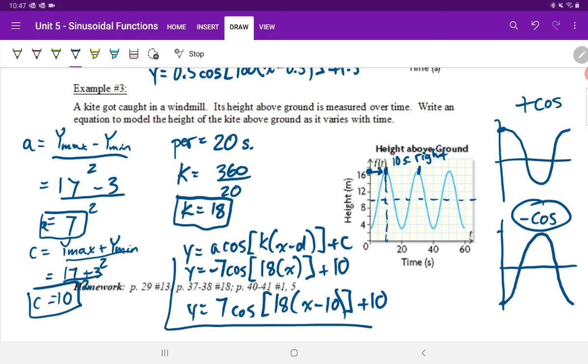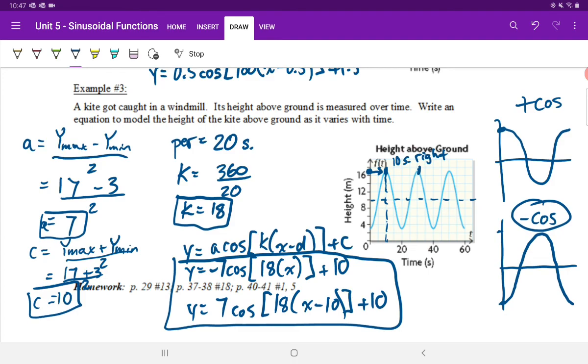So these two equations are identical to each other. If you subbed in an x value for each of those, you would get the same answer. One has no phase shift because we used a negative cosine curve. One does have a phase shift because we used a positive cosine curve.